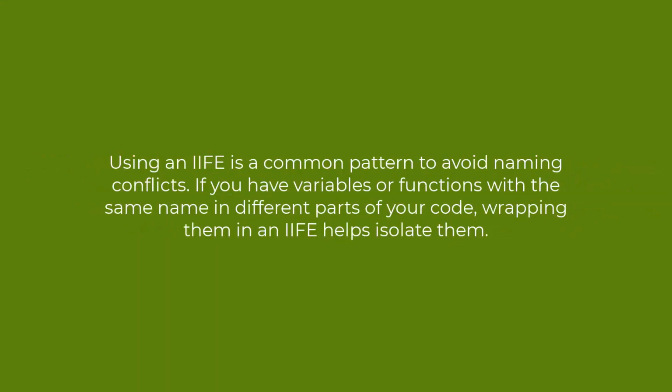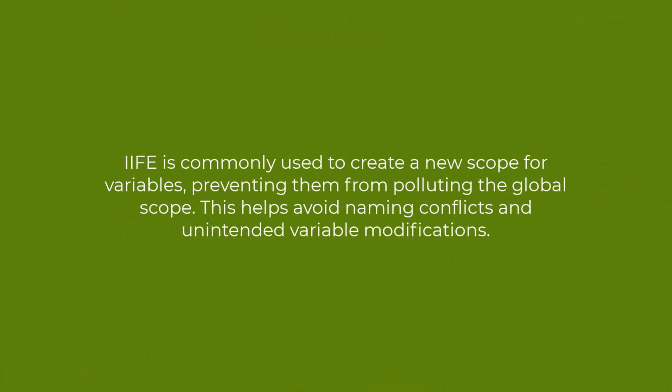So using the IIFE is a common pattern to avoid naming conflicts, and if you have a variable or function with the same name in different parts of your code, then wrapping them in an IIFE helps to isolate them. IIFE is commonly used to create a new scope for variables which will prevent them from polluting the global scope. This helps avoid naming conflicts and unintended behavior of variable modification.